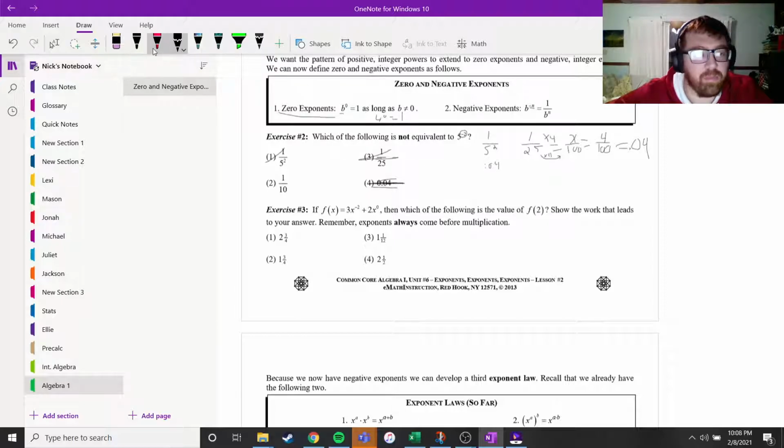So therefore 0.04 is equivalent. So remember, this is a big thing. Make sure you are fully reading the question, because this one is asking which of the following is not equivalent.